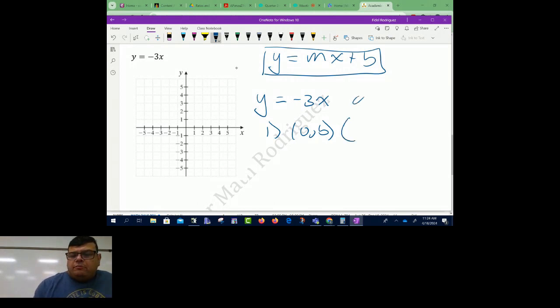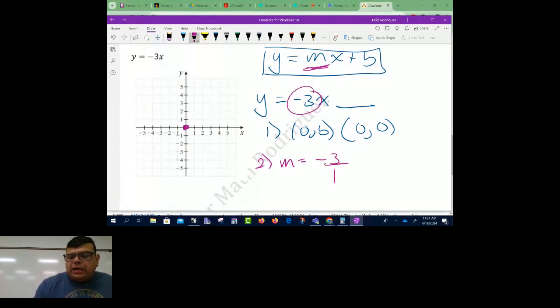Okay, so look, y'all, my y-intercept is (0, b). If there's nothing over here, y'all, that's going to be the point (0, 0). So where's the point (0, 0)? Right here in the middle, right? Boom. Okay. Step number 2, what's my m? Y'all remember, m is the number in front of the x. In this case, -3. I can always think about it as -3 over 1.